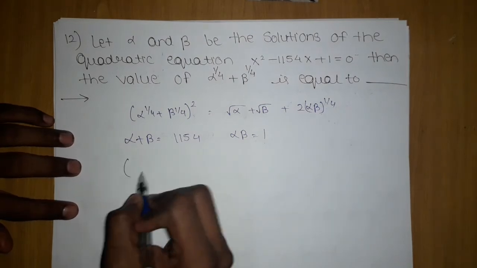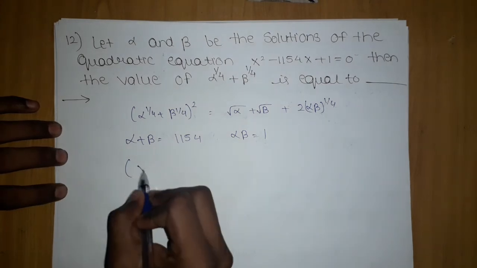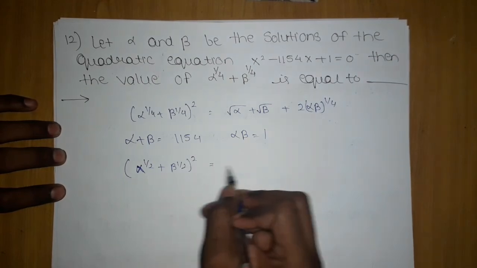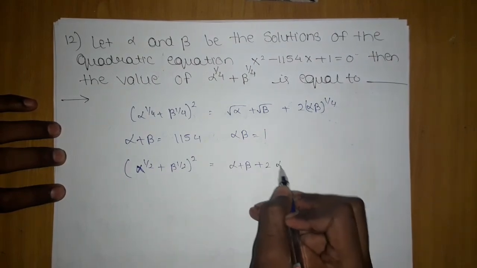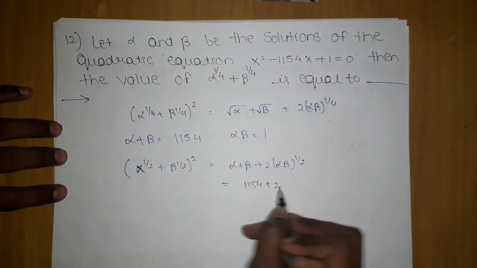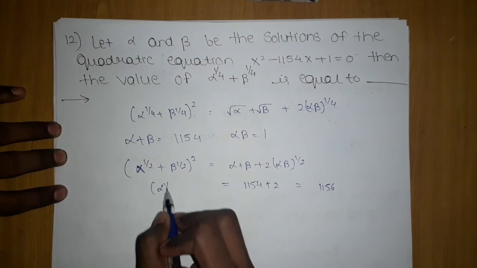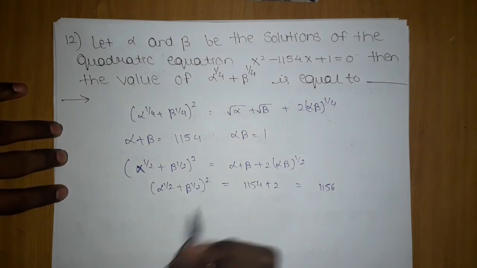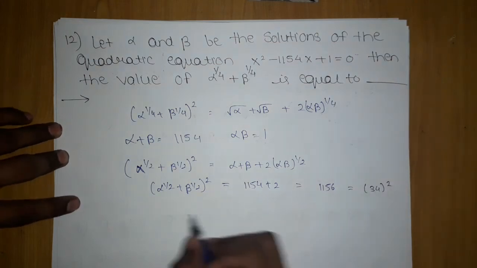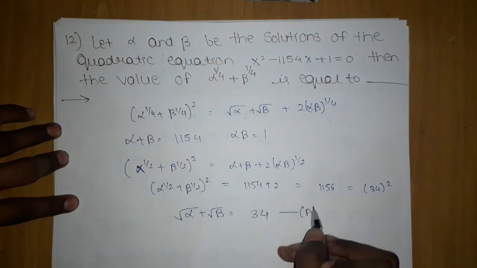Now let's try to get this stuff if we can. How can we get it? If I take alpha to the power 1 by 2 plus beta to the power 1 by 2, the whole square, what do I get? Alpha plus beta plus 2 into alpha beta the whole power 1 by 2, which is not a problem. And we have this 1154 plus 2, which will give us 1156. Now what to do further? 1156 is 34 square. So this under root alpha plus under root beta is 34. Let me call it a.